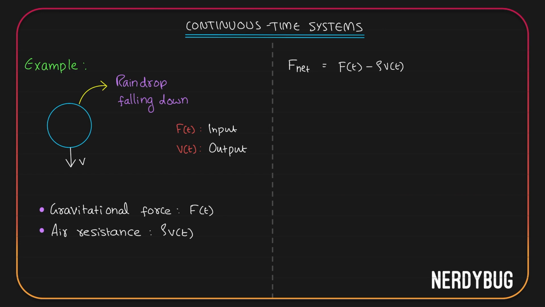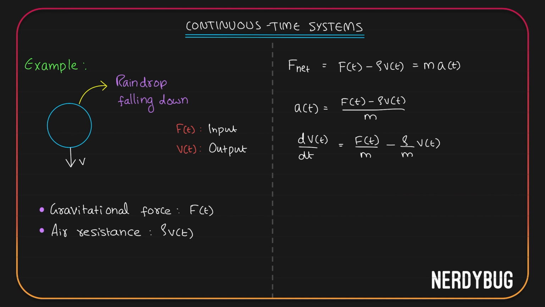Now, according to Newton's second law, net force will be equal to mass into net acceleration. To denote acceleration at that particular time, I will write a of t. So from here, we get a of t is F of t minus rho v of t divided by mass. But acceleration is d by dt of velocity. So I can write dv of t by dt for acceleration. This is equal to F of t by m minus rho by m v of t.